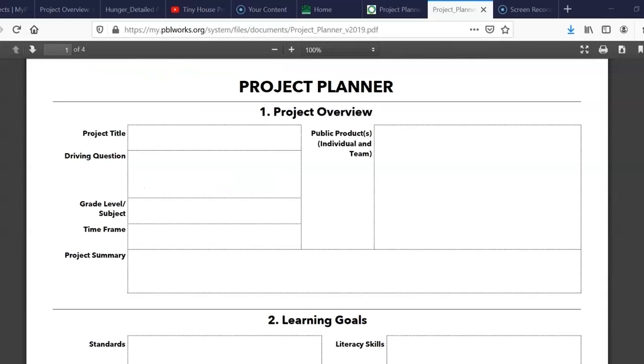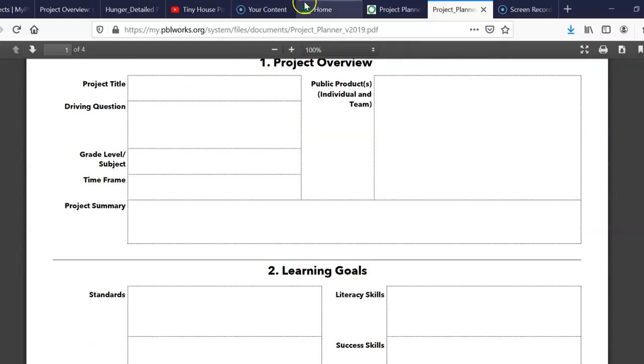So here is a PDF of the project planner that they have in PBL Works, and here you see opportunity, put in your project title, what the public product, sort of what that end piece might look like, the driving questions, which we'll talk about, grade level, time frame, and then a little summary of the project.